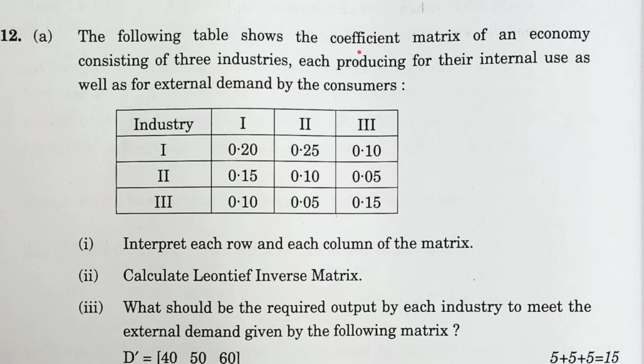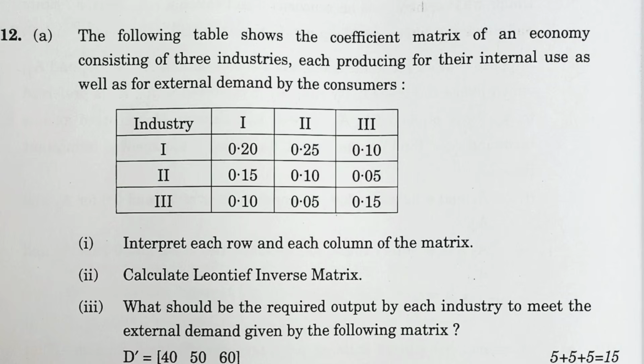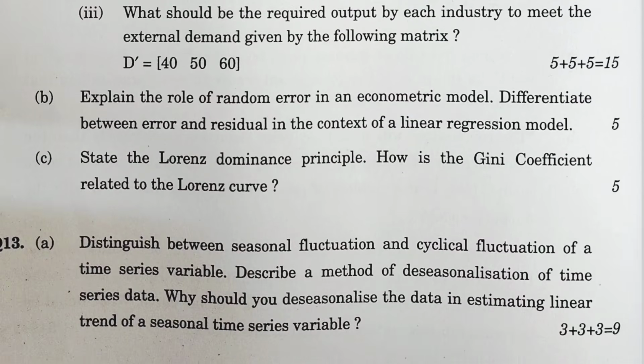The following table shows the coefficient matrix of the economy consisting of three industries, each producing for their internal use as well as the external demand. So this is the question related to input output model, and we have to interpret each row and column in this matrix. Okay, calculate the Leontief inverse matrix. Then what should be the required output by each industry to meet the external demand given the following matrix. Final demand vector is also given here.